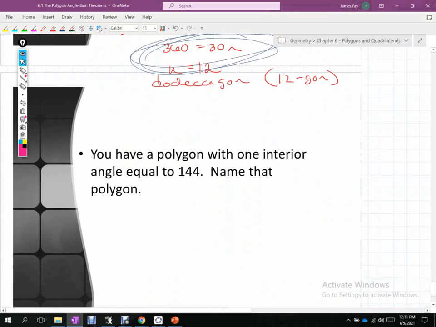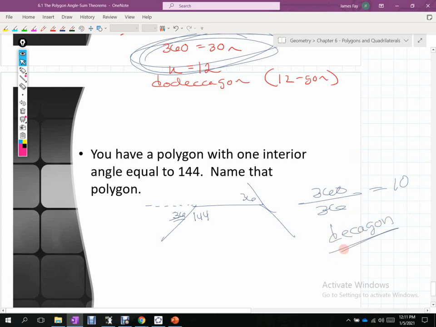So in the next question here, it says 144. So what is the supplement to 144? 36. So if that's 36, then all of these have to be 36, and they all need to add to 360, right? But they're all 36. Doesn't that mean there will be 10 of them that I'm going to have to add together? So if there's 10 angles, that would be a decagon. Does that kind of make sense on how to do those things?